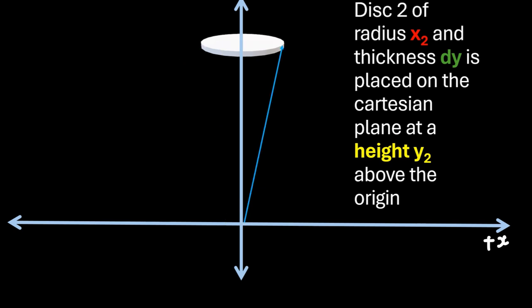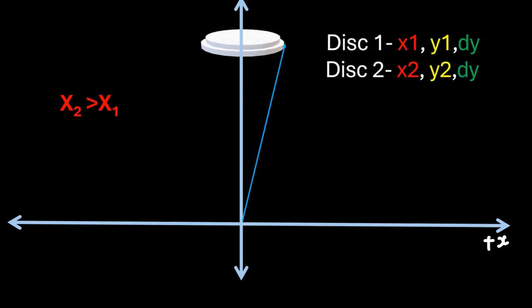Now we will combine these two figures. And what do we get? We get a stack of two disks. Disk 1 with radius x1, height y1, and thickness dy. Similarly, disk 2. So this is x1. The larger distance here becomes x2. Therefore, x2 is greater than x1, right? And dy is the same. This height will be y1, and this height here will be y2.